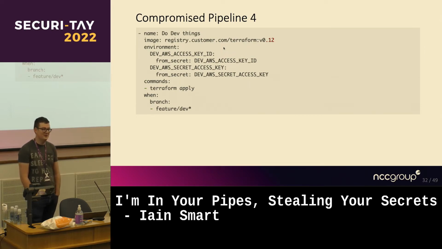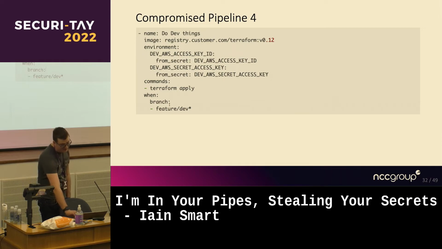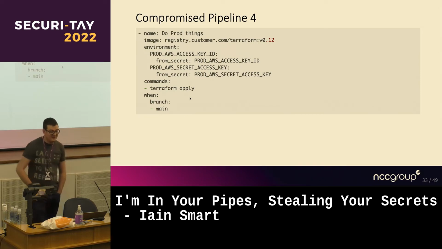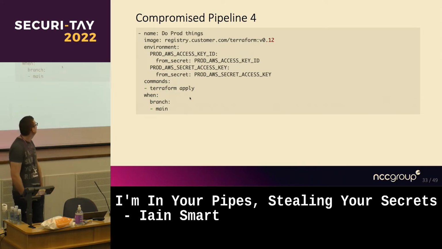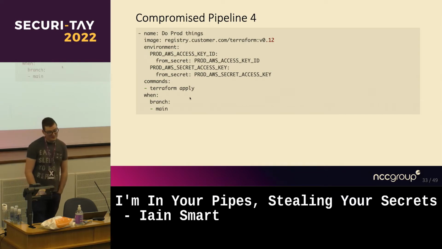I'm hoping some of you can see where this is going already. And then they ran Terraform apply, but that only happened when the branch was feature/dev star. So that's fine. The next bit of the Circle CI config said, do prod things. If you want to do prod things, use the prod AWS secret key and access key. And that's only when the branch is main.